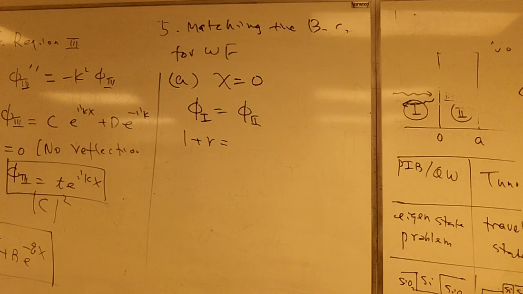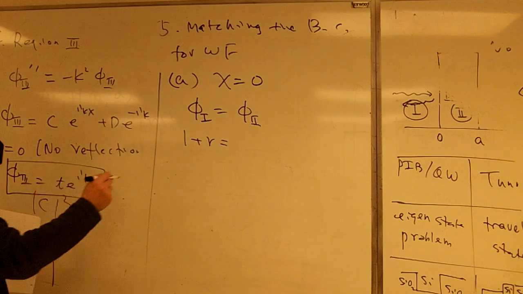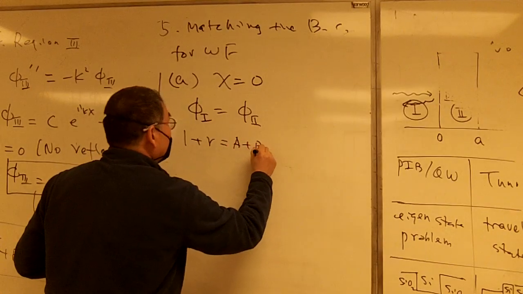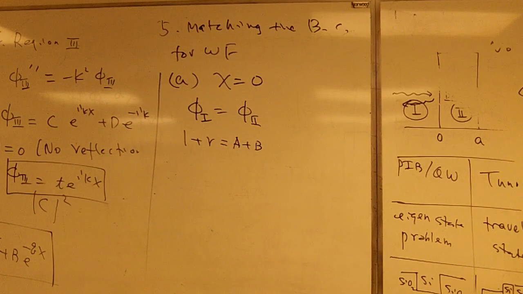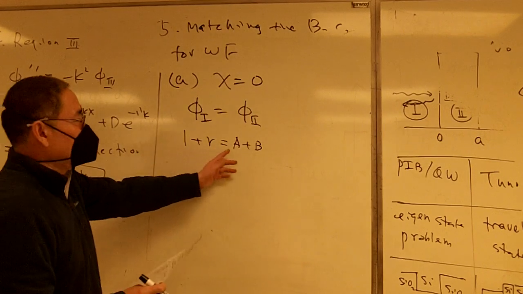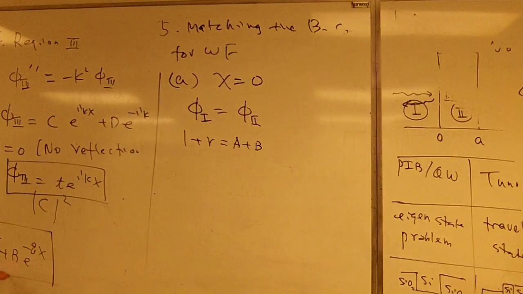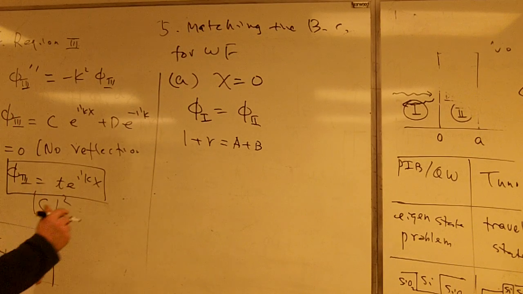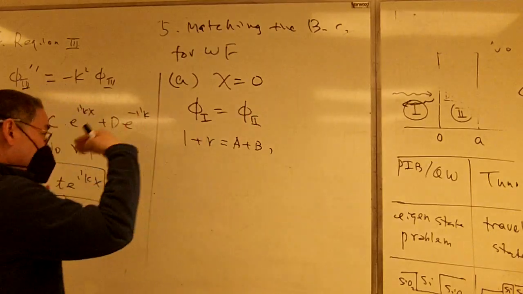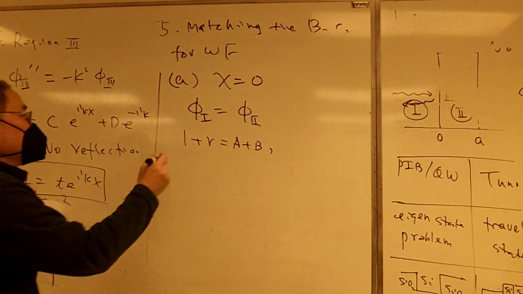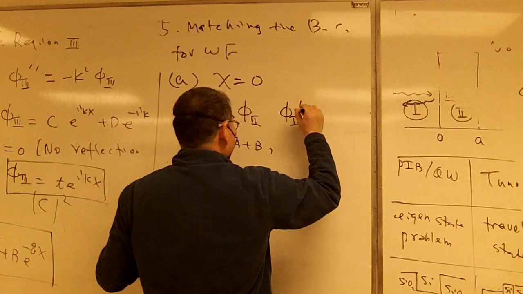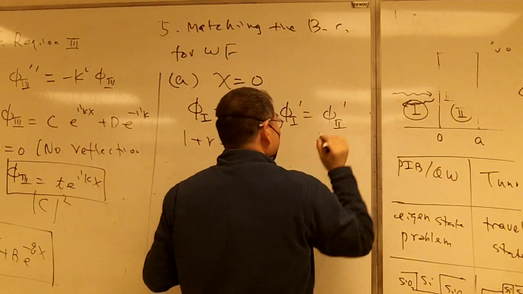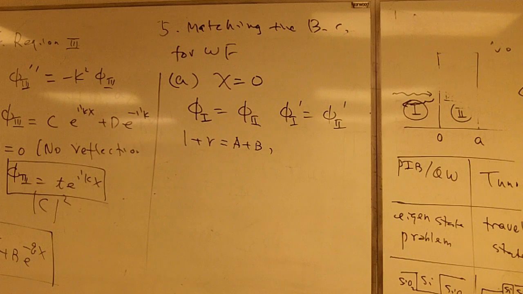And phi sub 2 is going to be a, this e to the 0 of a, and next one b. So this is a plus b. So essentially, if these two wave functions match each other, then what I have is 1 plus r equals a plus b. And the second is the derivatives are equal to each other. So the first order derivative is equal to each other.